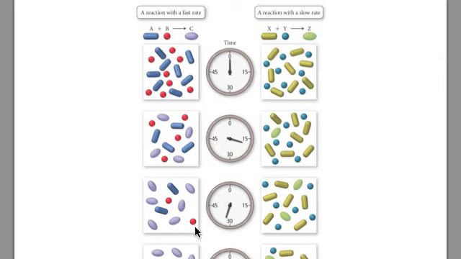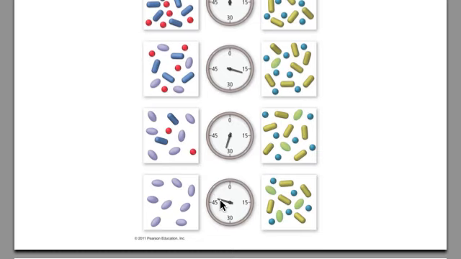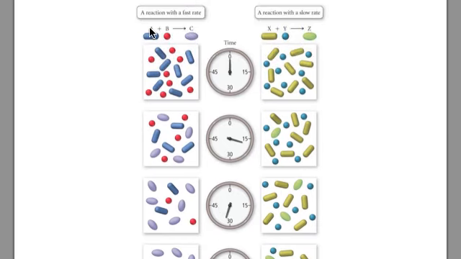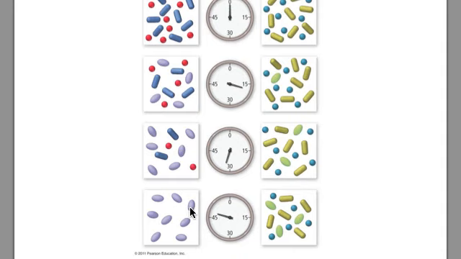Here I have two reactions, one on the left, one on the right. I got a clock in the middle. It runs from 0 to 16 to 32 to 48 or whatever. And as it goes along, A and B create C in the fast reaction, and X and Y create Z in the slow reaction. I can see that this one's fast because after 16 seconds, I've created 4 units of C. After 32 seconds, I've created 6 units of C. And then after about 48 seconds, it's gone totally to completion. There's no more A and B left over, only C.